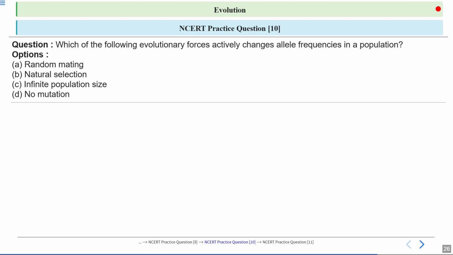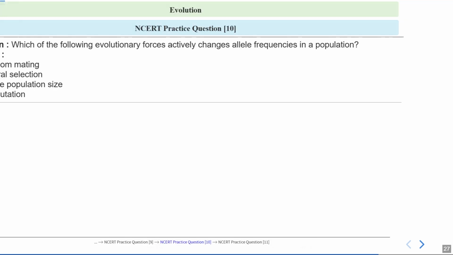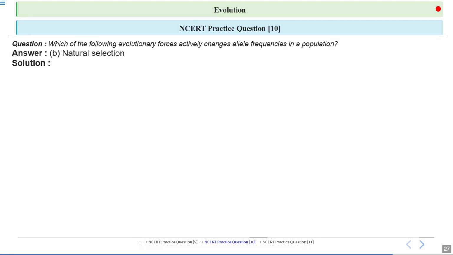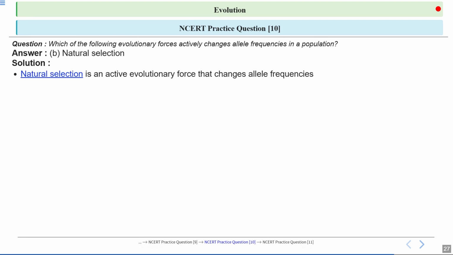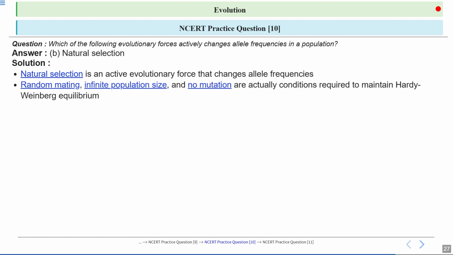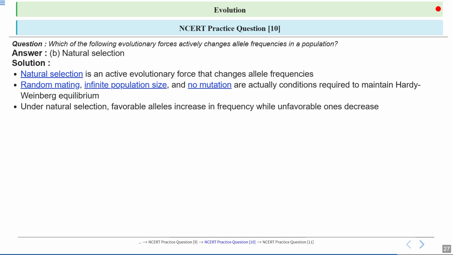Now next, which of the following evolutionary forces actively changes allele frequencies in a population? What are the options? Random mating, natural selection, infinite population size, or no mutation? What would be the correct answer? Option B, natural selection, is the correct answer. Natural selection is an active evolutionary force that changes allele frequencies. Random mating, infinite population size, and no mutation are actually conditions required to maintain the Hardy-Weinberg equilibrium. So in that case, the allele frequency will remain constant over the generations.